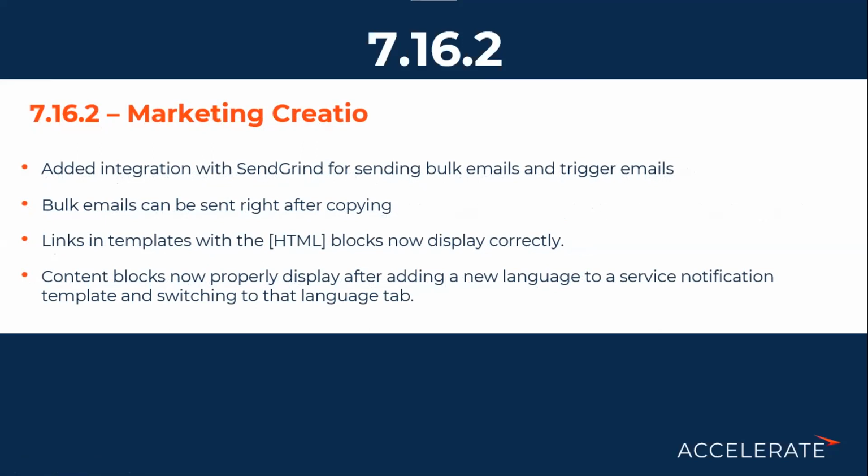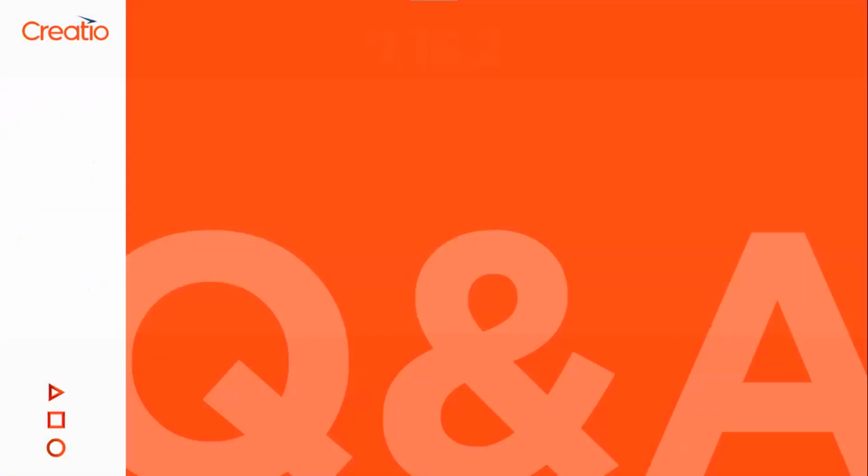We have seen that the likelihood of emails going to junk has been reduced significantly because it's a newer technology. Also in SendGrid, you have the ability to send in batches. For example, if you have 20,000 bulk emails to be sent out, you can say send 5,000 at a time. And now you can also copy a bulk email and send it out without doing any other modifications. Also the content blocks are now properly being displayed.